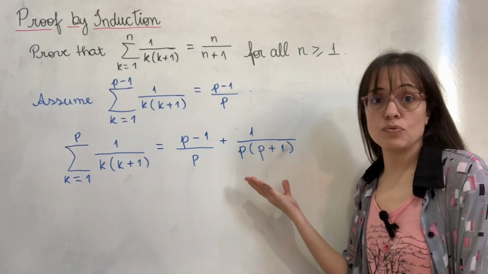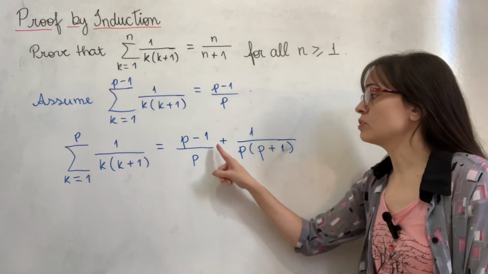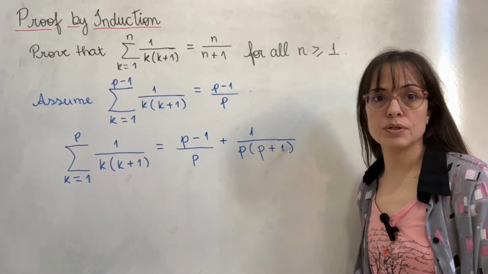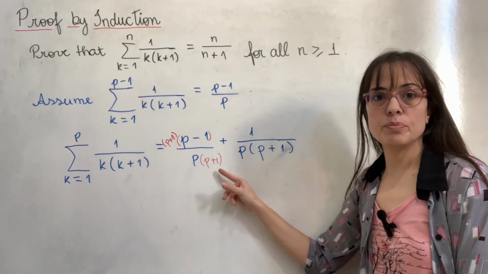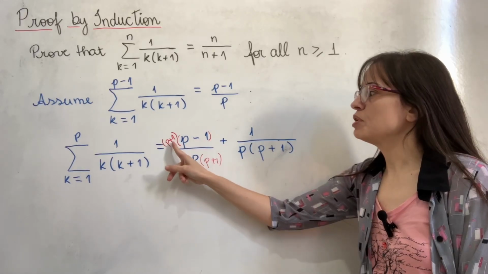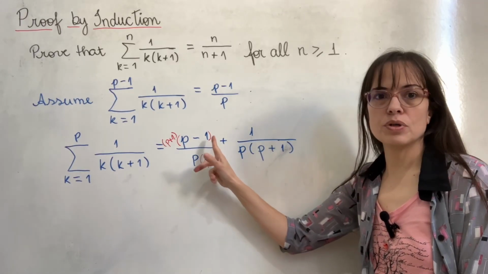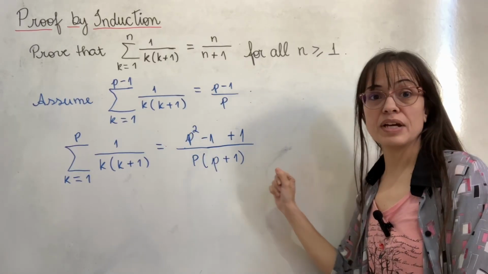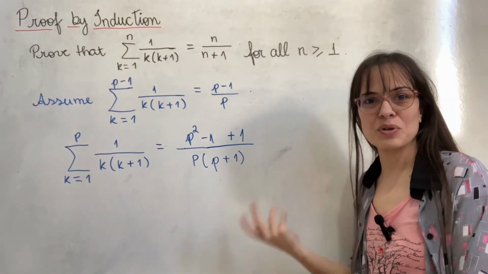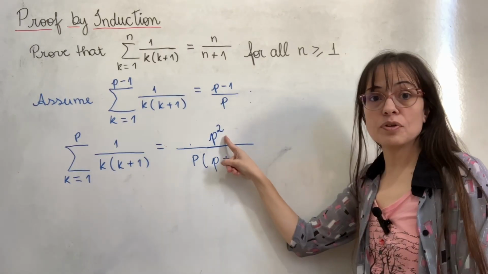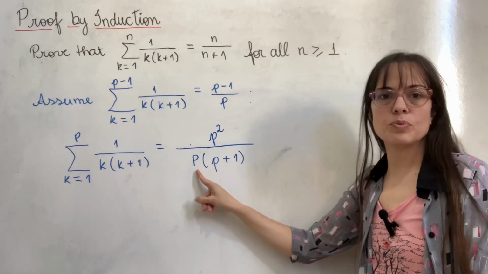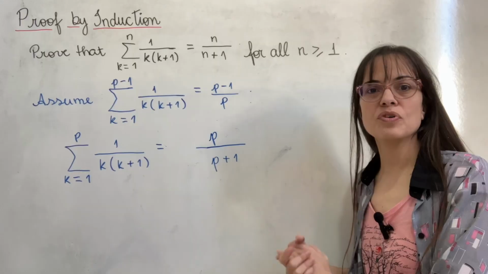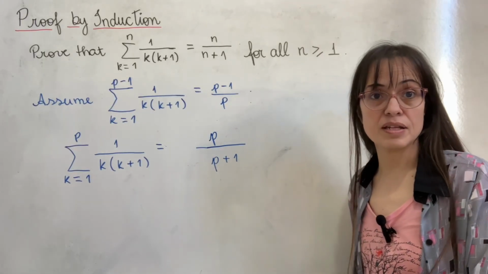Now I want to add two fractions, so I guess I need to multiply this one by p plus 1 over p plus 1. The denominators are then going to be the same. And this p plus 1 times p minus 1 is just going to become p squared minus 1, which is really nice because minus 1 plus 1 now cancel. And one of the p's here is also going to cancel with this p. So that's it. That's the thing that we wanted to prove. So now you just don't forget to write the text at the end.